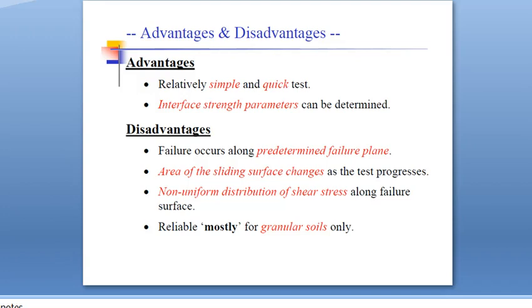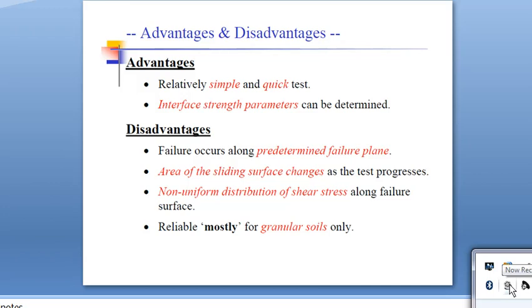Then second one is, as the test progresses, the area is also changing, that I have told. As the test is going on, area will be changing, so the value will not be correct. And the third one is, the shear stress is not uniform, shear stress distribution is non-uniform. And last one is, as I told, this cannot be conducted on clay because it takes several days. Usually this is used for granular soils only.